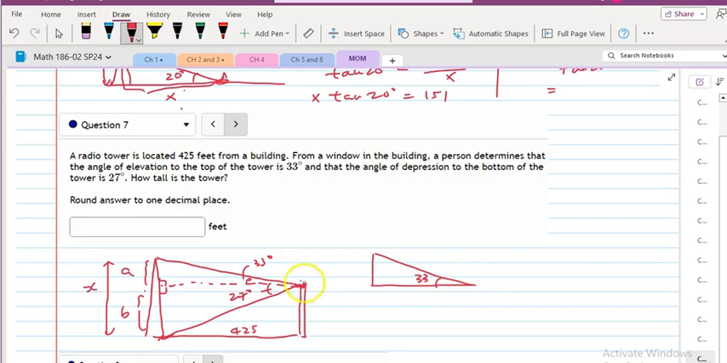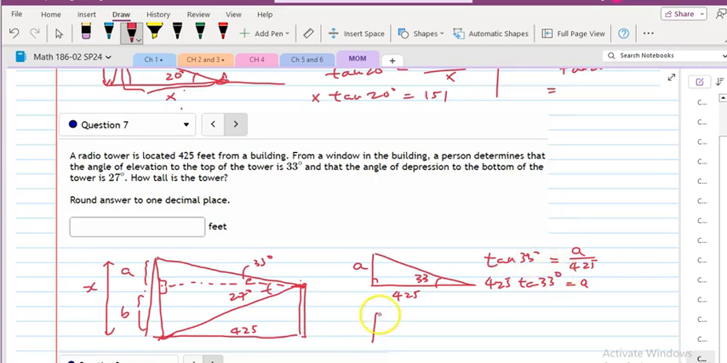The angle of elevation, 33 degrees, will form a right triangle. Because the building is 425 away, I can use A to see. This is opposite and this is adjacent, so I would use tangent to relate the angles and the two sides. Tangent 33 is A over 425, so A would be equal to 425 times tangent 33 degrees.